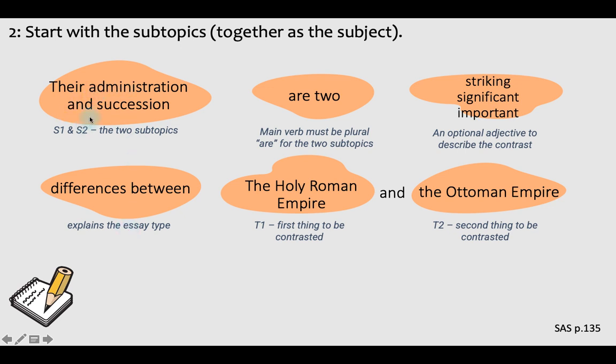Their administration and succession are two significant differences between the Holy Roman Empire and the Ottoman Empire. There should be a period at the end of that sentence there.